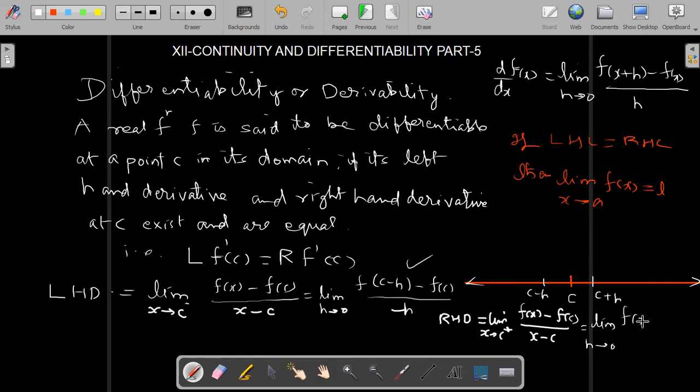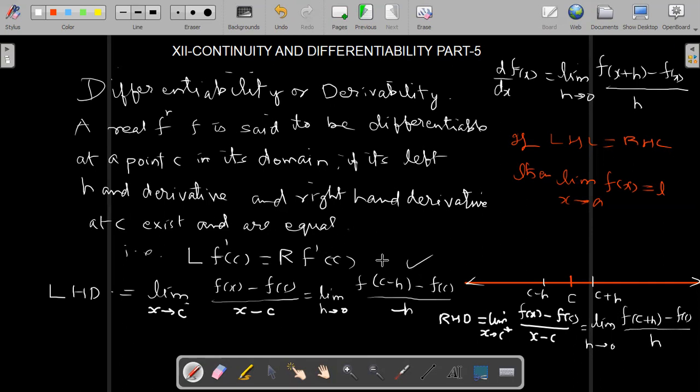f(c plus h) minus f(c). We are giving the increment in this, c plus h, c minus h, and divided by, when you write here c plus h, c cancels, only h.